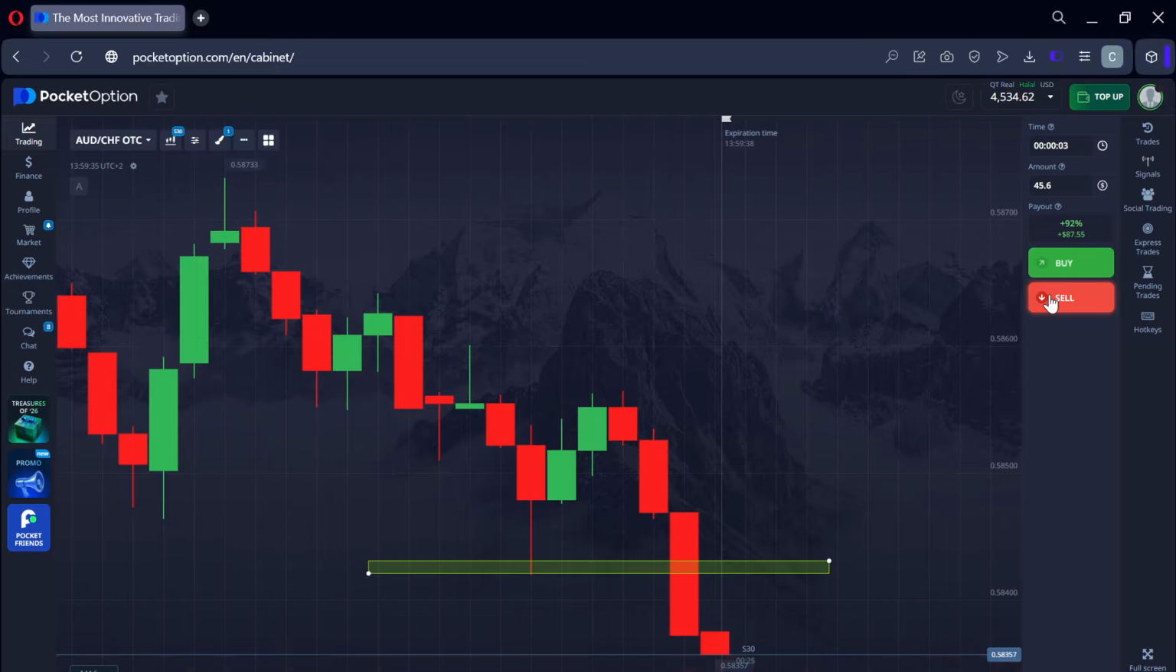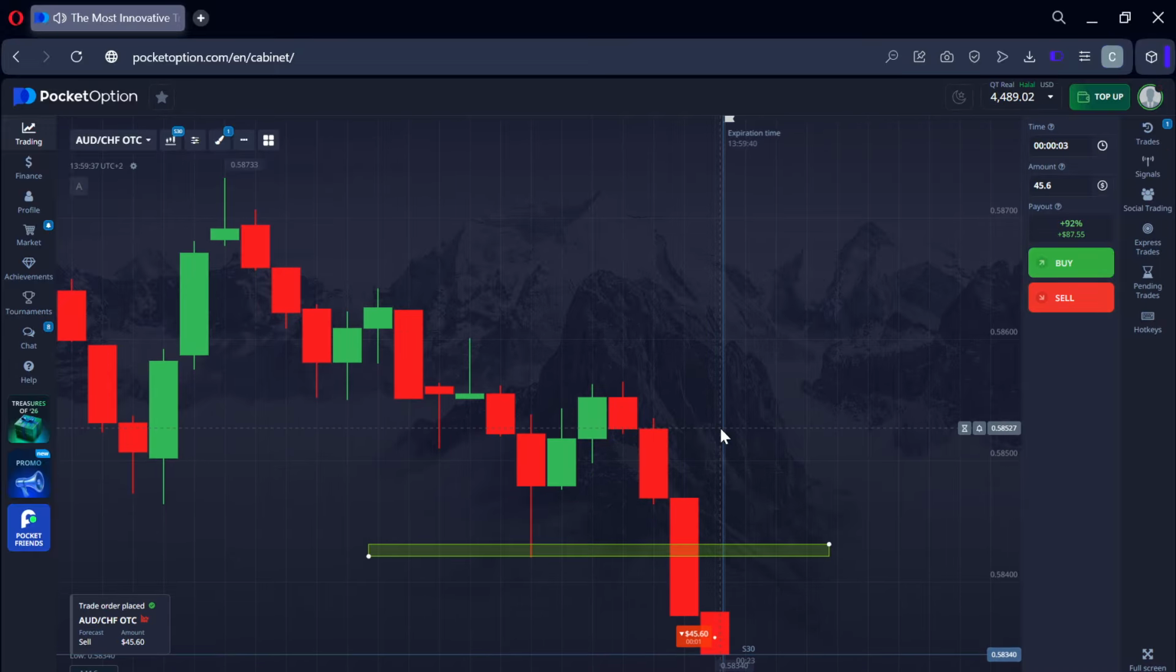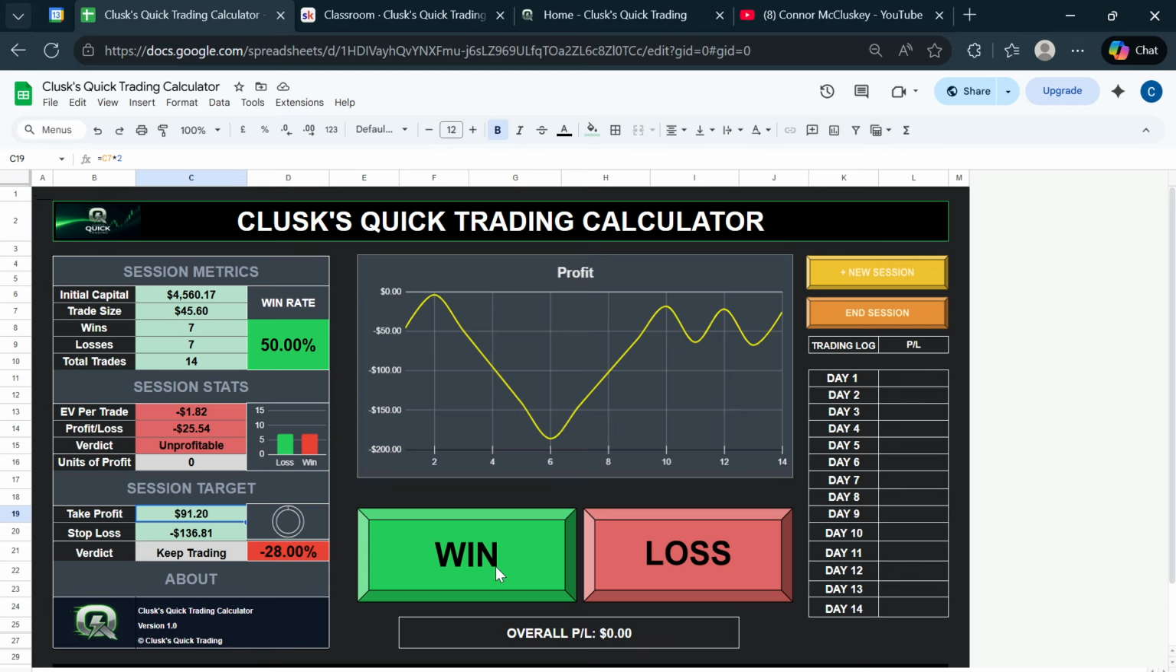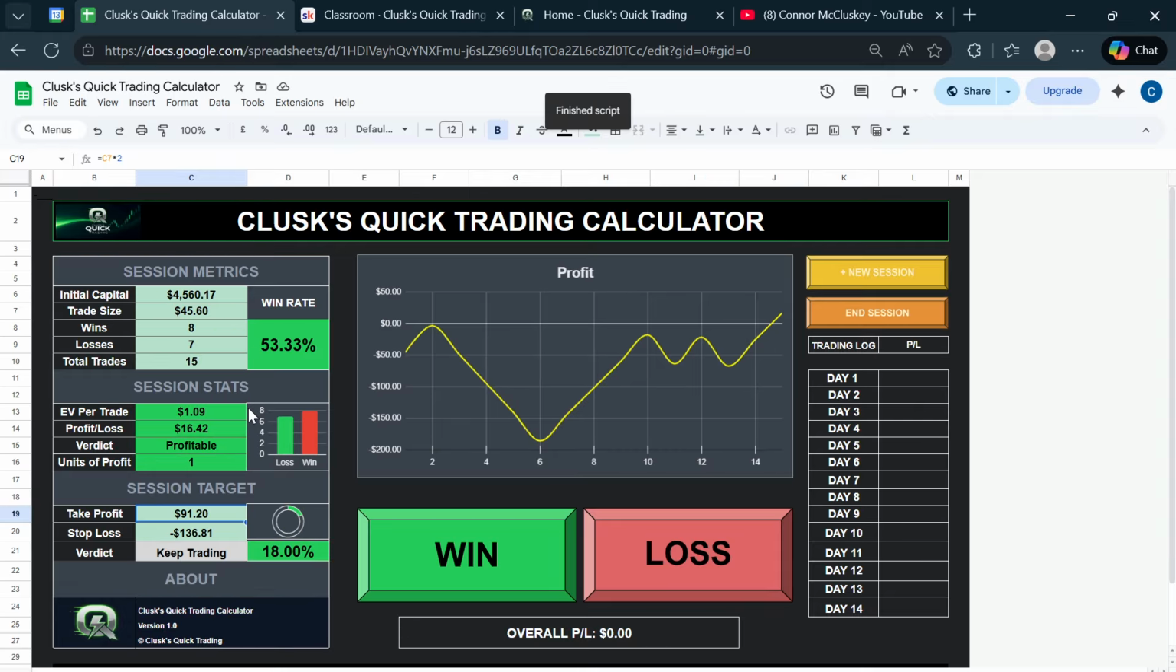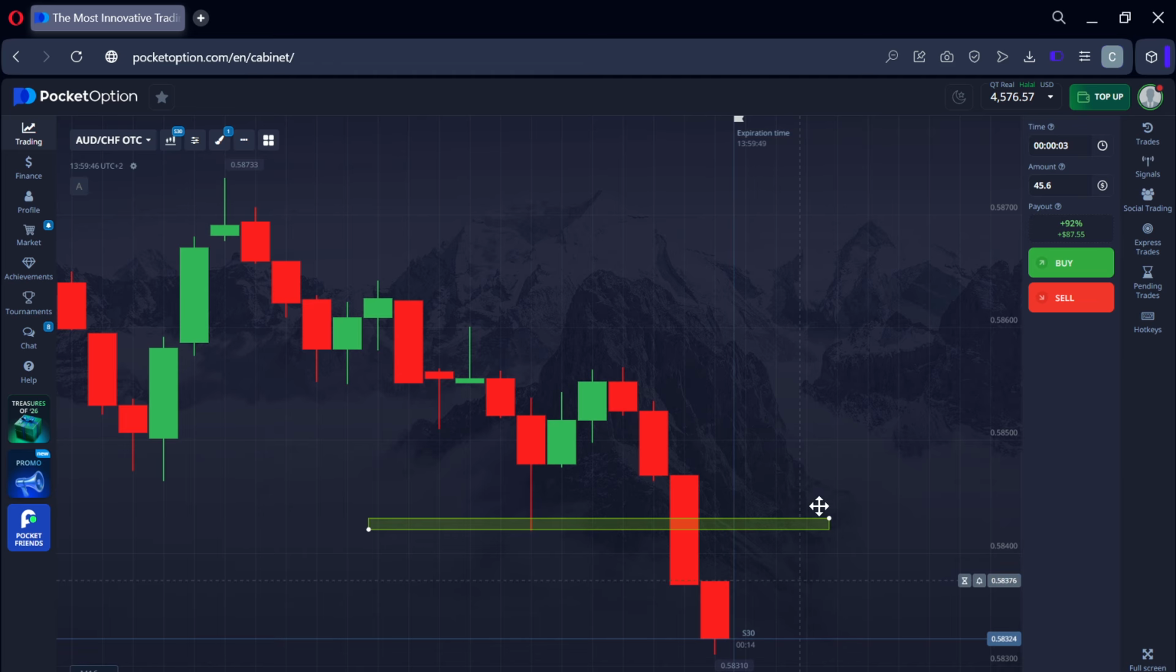This looks like another selling opportunity at 25. Here we go. We take that sell, pushes down very strongly, and we win. Perfect. Now we're back into a profit, and we need to win 2 more trades to hit our take profit targets.